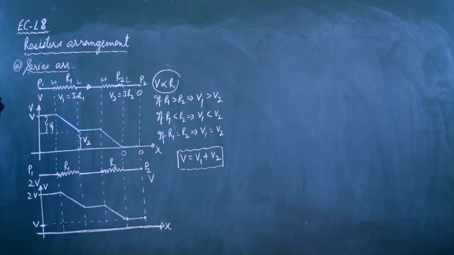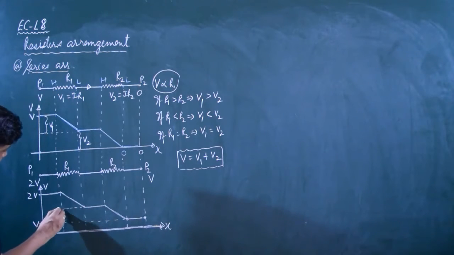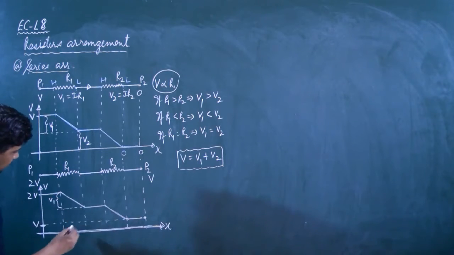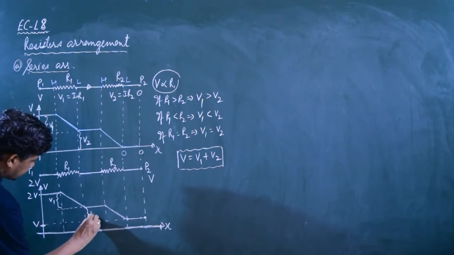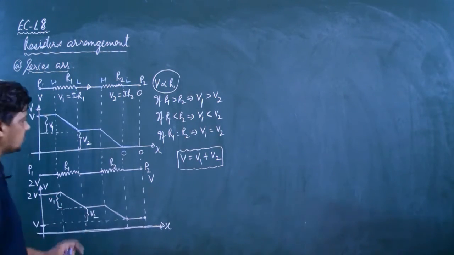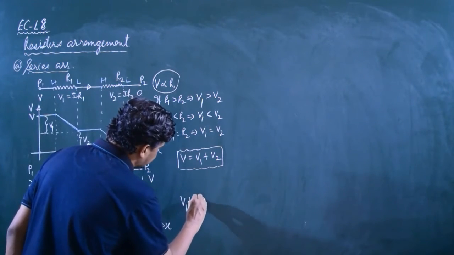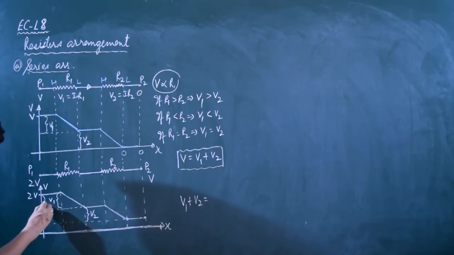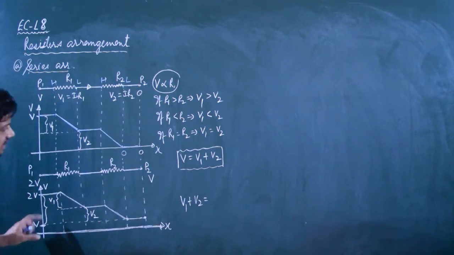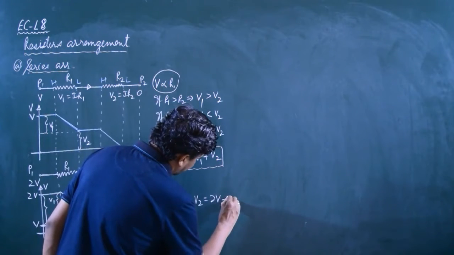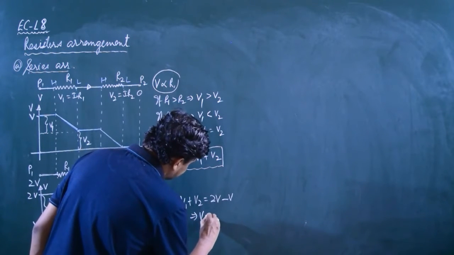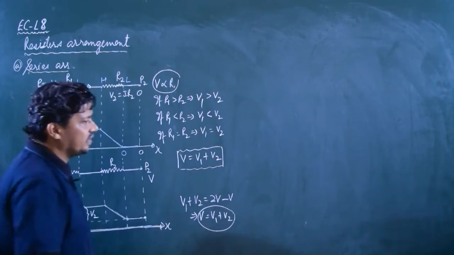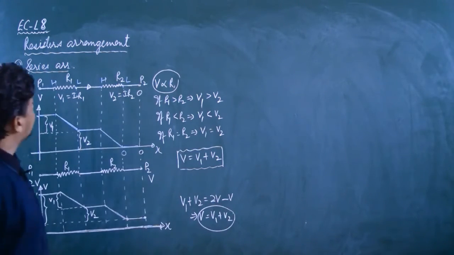See here also, this gap is V1, and this gap is V2. So V1 plus V2 is equal to the potential difference between these two ends. What is the result here? That is 2V minus V. So again we get V is equal to V1 plus V2.